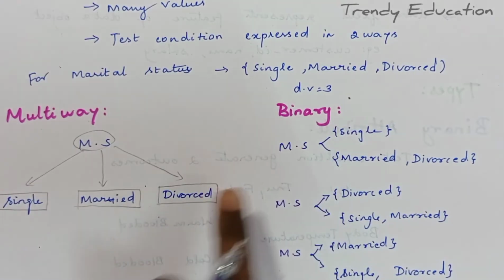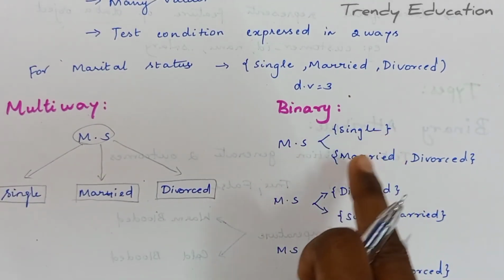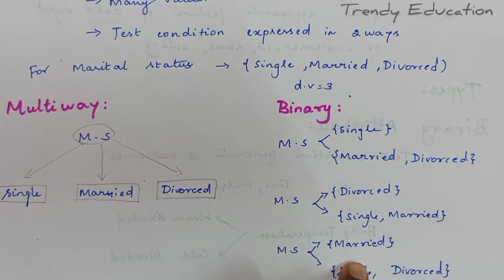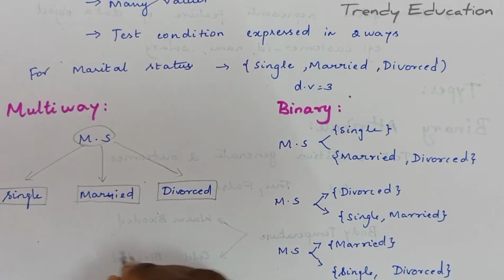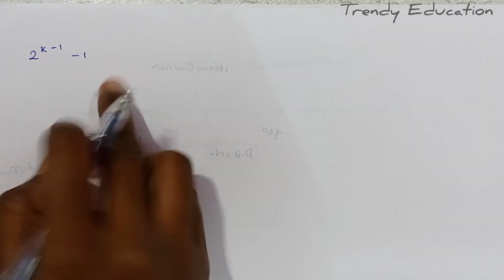So this is how the binary split works. One is alone and another one is a pair. So we have a formula for the binary split. I'll write the formula for the binary split on the next page: 2^(k-1) - 1. So this is the formula.